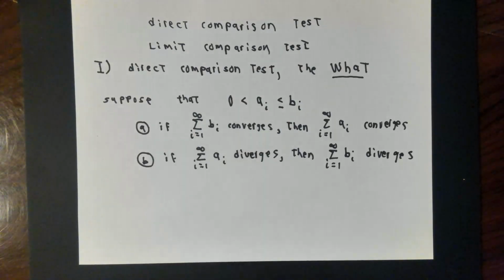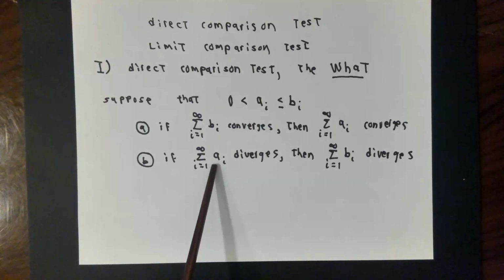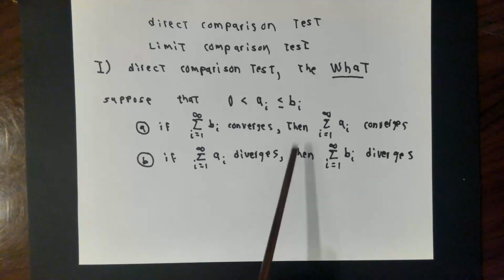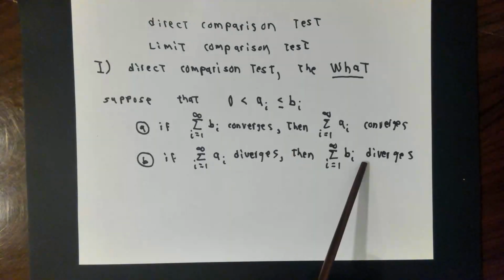If the sum from i equals 1 to infinity of b_i converges, then the sum from i equals 1 to infinity of a_i converges. Second part, if the sum of the numbers in the middle diverges, then the sum of the outside numbers diverges as well.